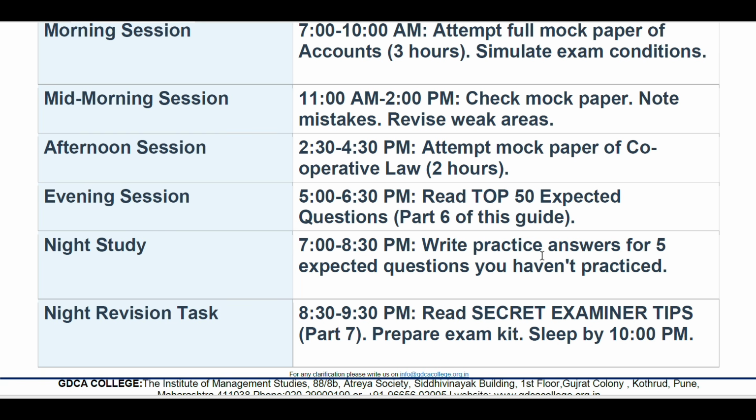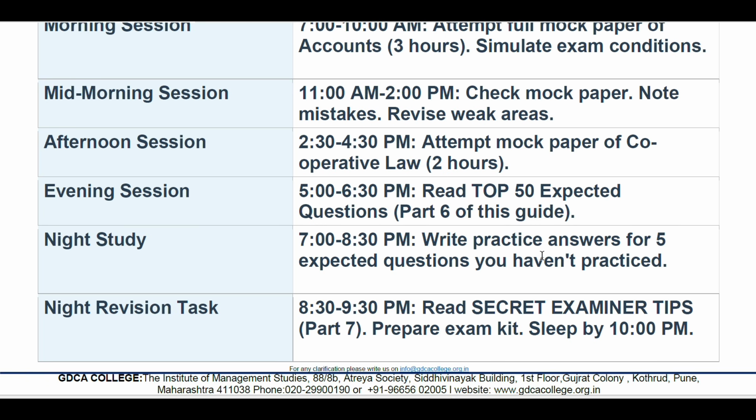Then a night revision task: read secret examiner tips for all questions, like what the main points are to underline for a particular word like NABARD. These are very important, like the establishment of NABARD, 12 July 1981. So read secret examiner tips and prepare your exam kit before you go to sleep.